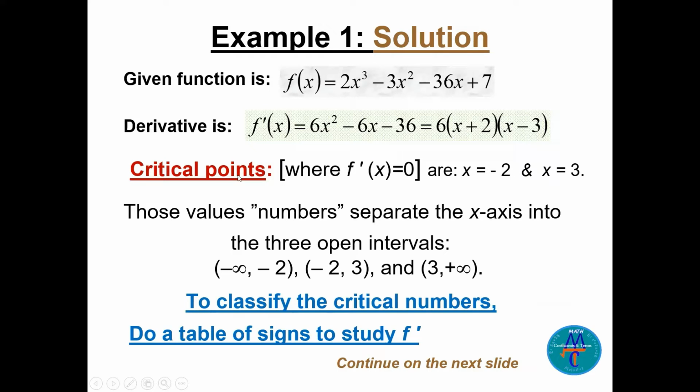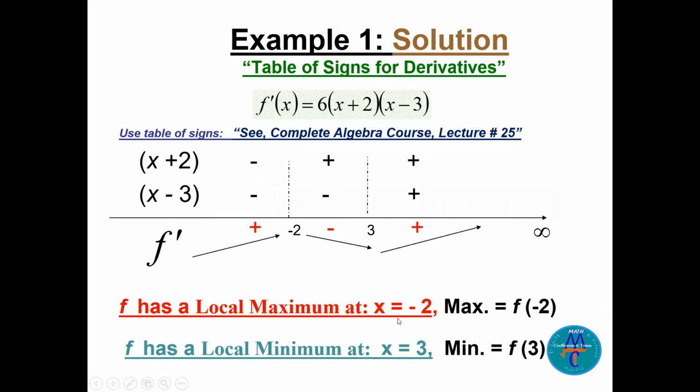Now the critical points occur when f prime is equal to 0. So when x is equal to minus 2 or x equals 3. So these values separate the x-axis into open intervals: from minus infinity to minus 2, minus 2 to 3, 3 to infinity. So these are the critical numbers. Now we have to study f prime as we did before using a table of signs. I mentioned this table of signs many times. If you need to see more examples, you can go to lecture number 25 of the algebra course.